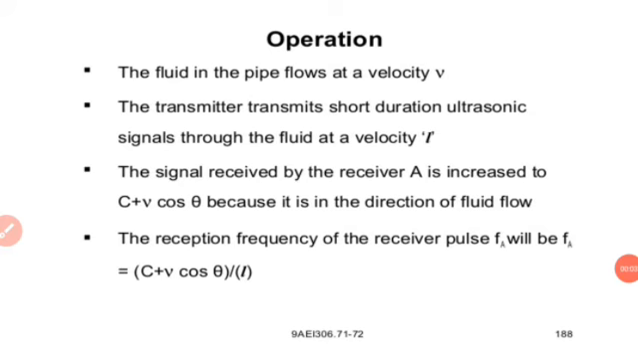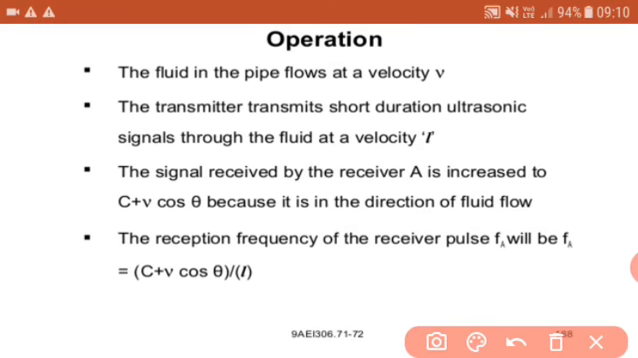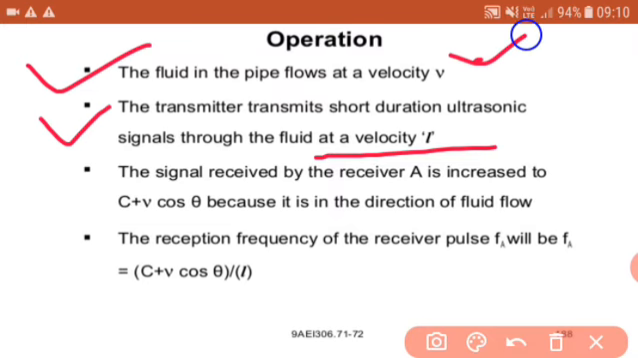Now we will discuss the operation. The fluid in the pipe flows at velocity v. The transmitter transmits short duration ultrasonic signals through the fluid at a velocity c. So the fluid velocity will be v and the ultrasonic signal velocity will be c.